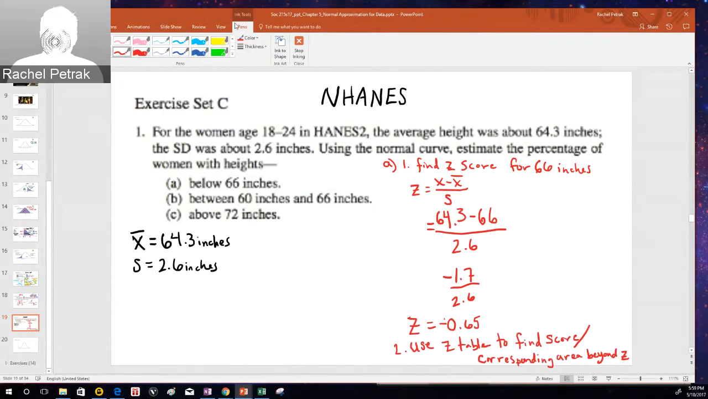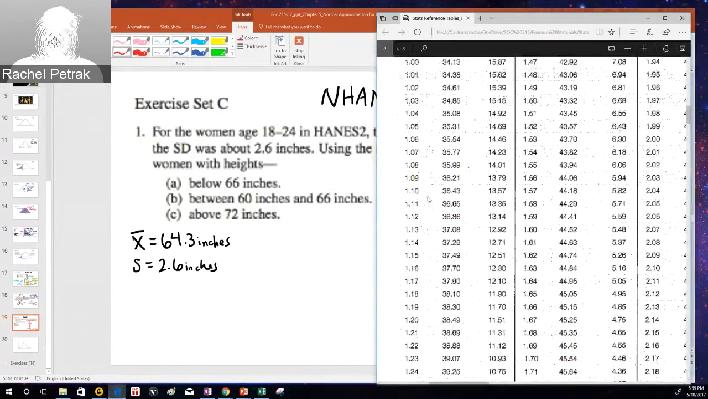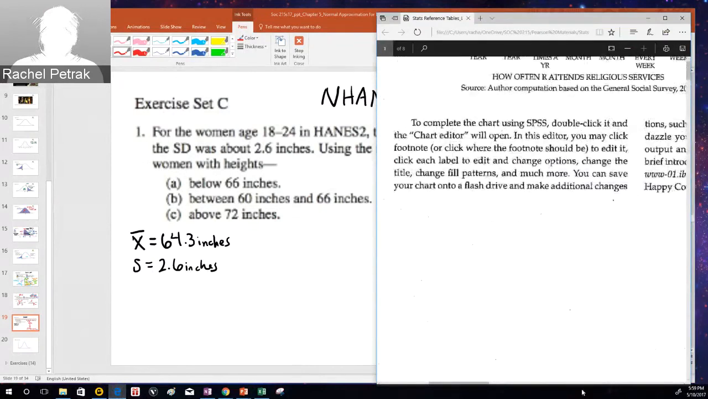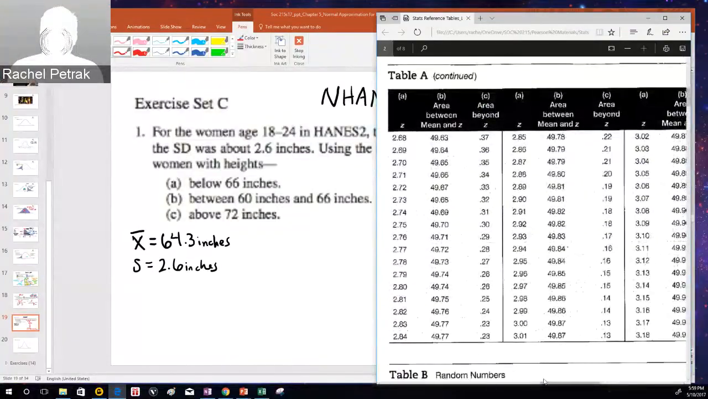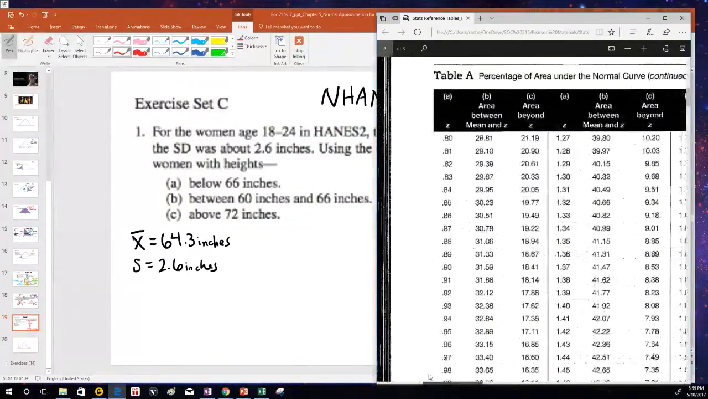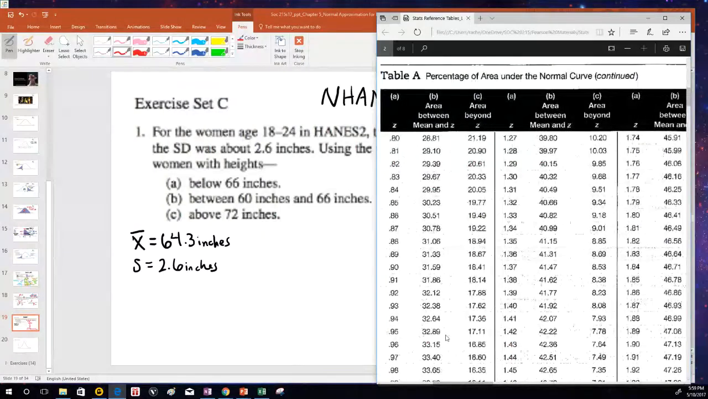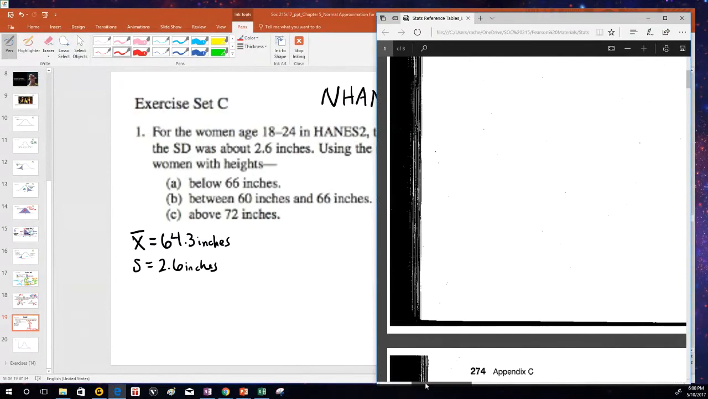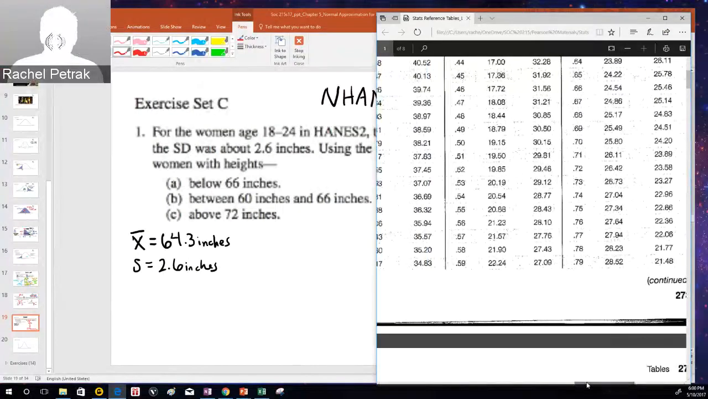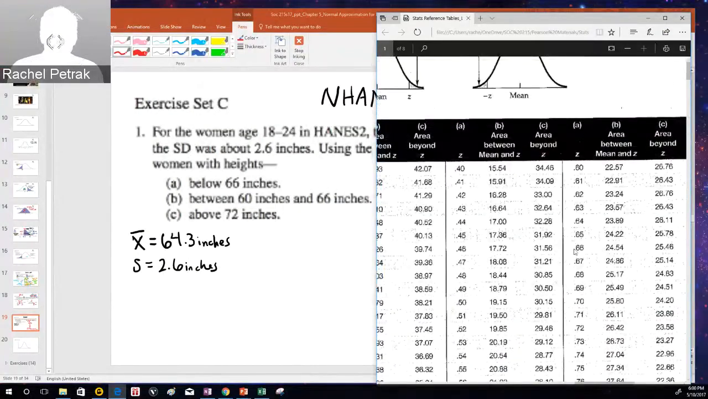So below 66 inches, we're going to go to our z-table as I laid out here and find a score of 0.65. Here in the Z column, we have 0.65 and the area beyond Z is 25.78.